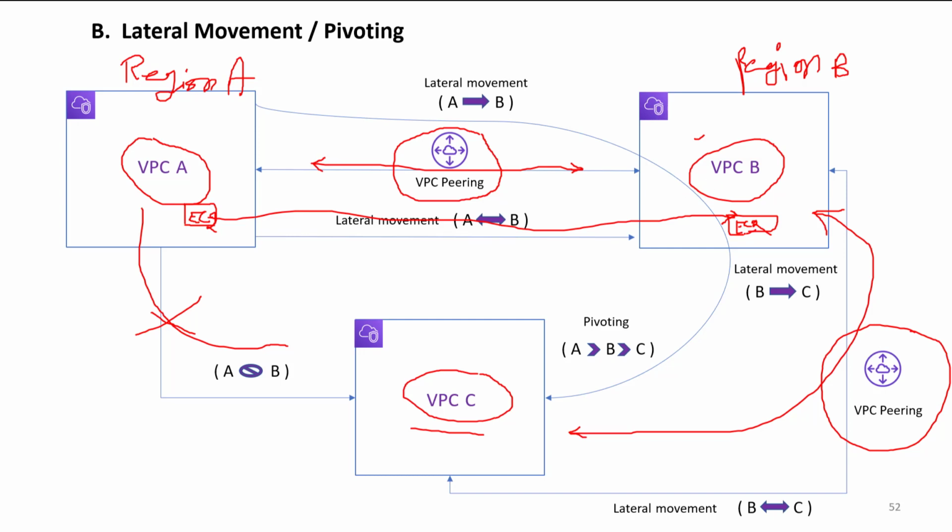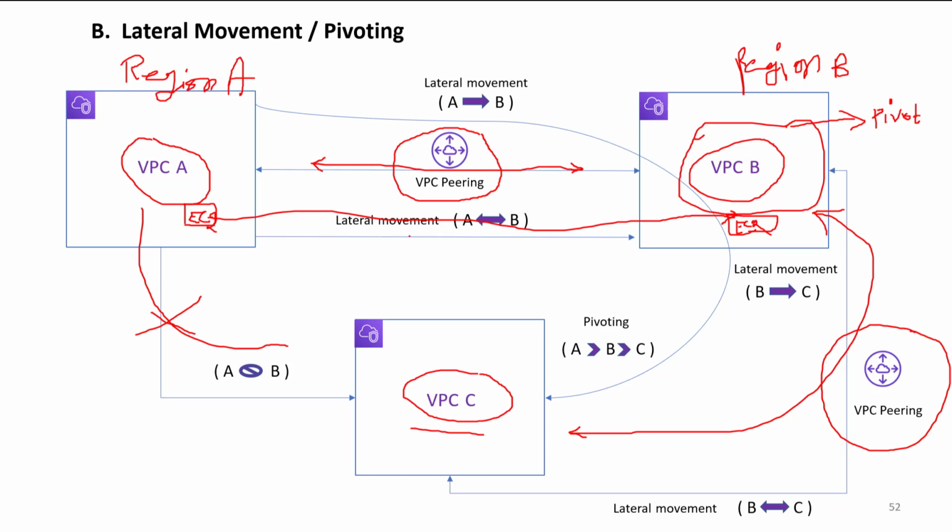You can still access VPC B to VPC C through this lateral movement technique. But if you want to access VPC C from VPC A, you have to perform a pivoting technique. Why? Because you have to use B as a pivot point. So in this scenario, this will be your pivot point, or this hop will be your pivot hop.